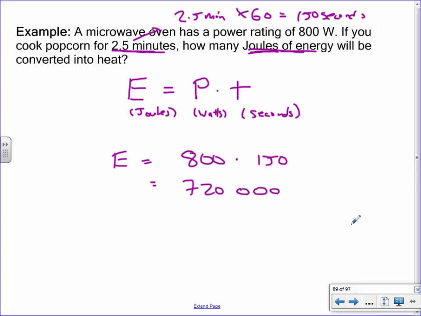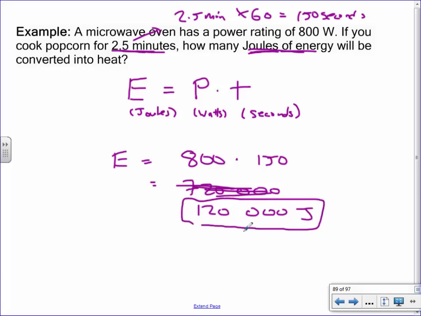720,000? Oh, what did you say it was? 120,000. That number there? Okay. That's how many joules of energy you just used. So that might ask the question, is that a lot? Just for popcorn, is that a lot of energy?